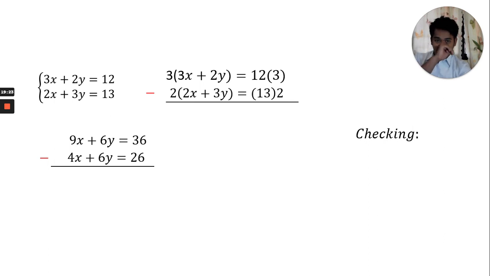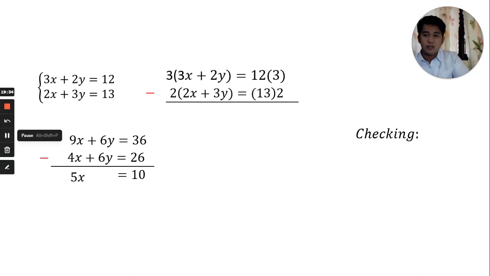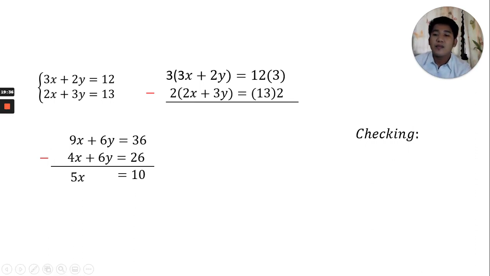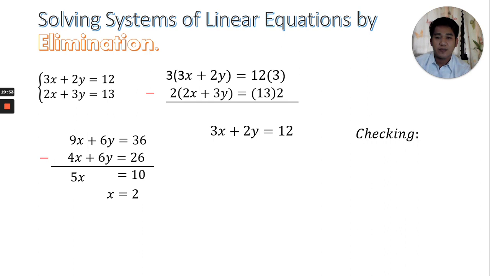So 9x minus 4x is 5x. 6y minus 6y is 0. Then 36 minus 26 is 10. Okay, let's continue. So solving for x, it will give us 2. Okay? Now, let us get the value of y by substituting x to any of the two given equations. So let's say the first equation.